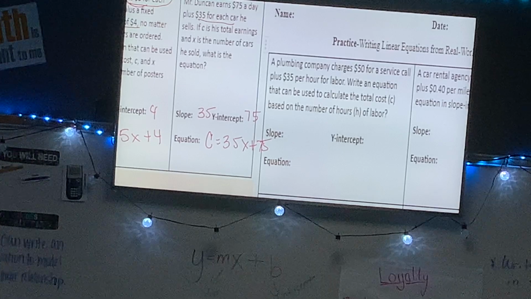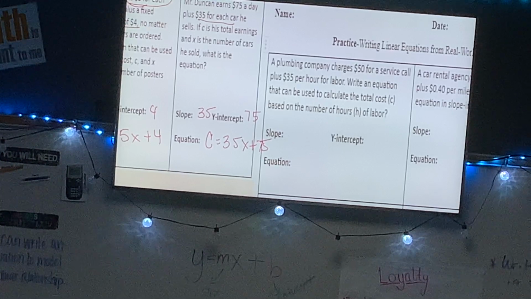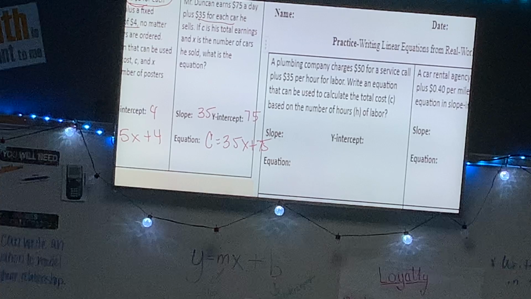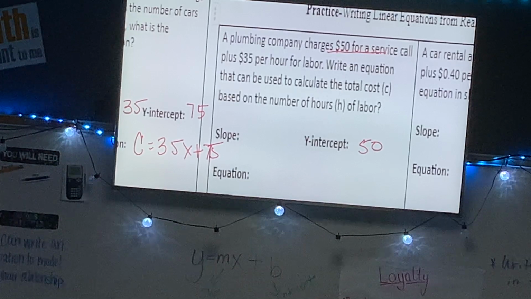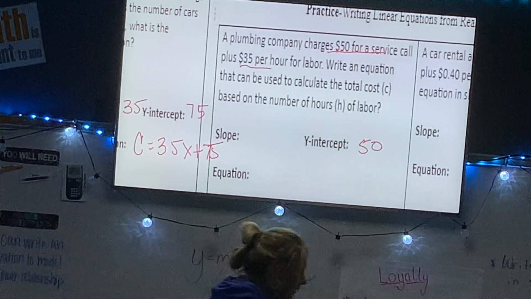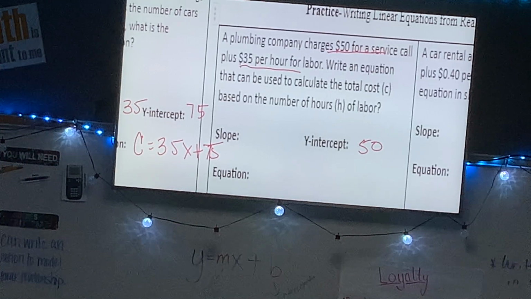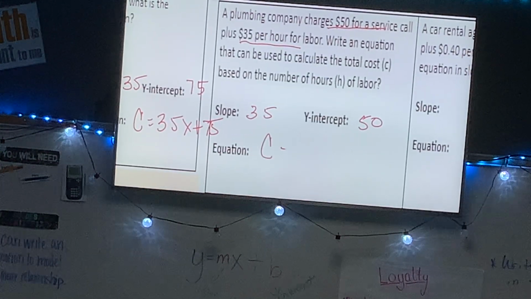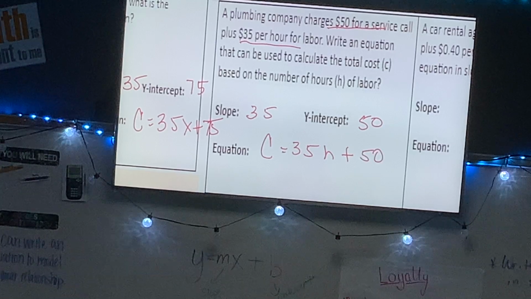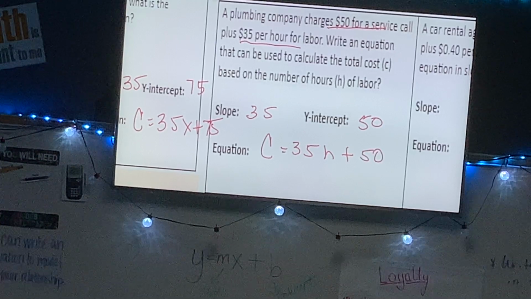What's your y-intercept? 50. So them showing up at your house, they're gonna charge you $50 before they do anything. Pay attention. And $35 per hour. So your slope is 35. Calculate the total cost C based on the number of hours H. So they actually want you to put an H behind your slope for the hours.